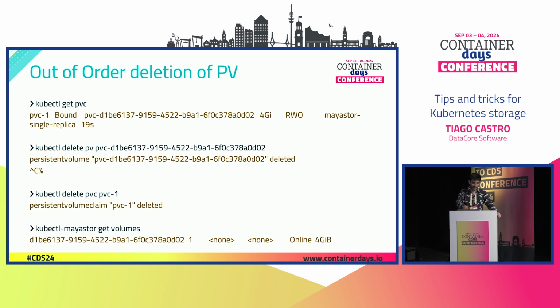And here I can see it's leaked because even though the PVC and PV are gone, I'm using the kubectl MyStore plugin, and the volume is still available in MyStore. So we've also added a feature which will clean up these volumes automatically. So you should check with your CSI provisioner what happens.